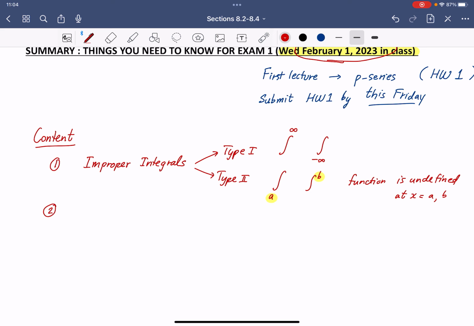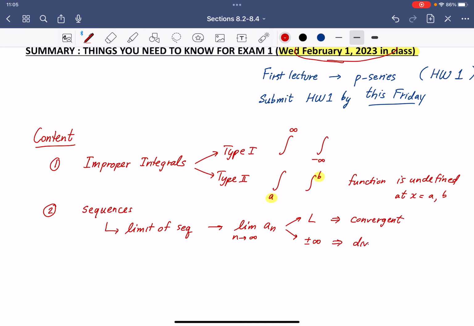The content number 2 on the exam is sequences. Everyone should know how to find the limit of a sequence. The limit of the sequence means you take the limit of a subscript n. Once you take the limit, it could be two cases: L, or plus or minus infinity. Of course, L is convergent and plus or minus infinity is divergent.